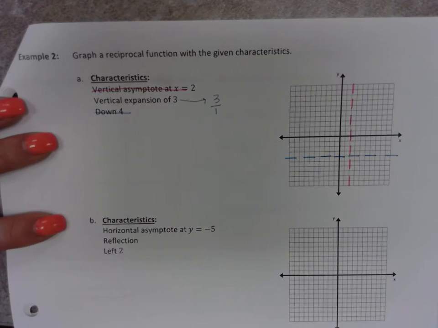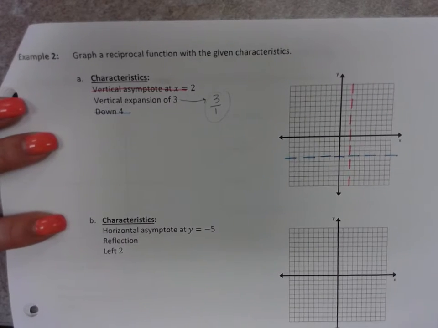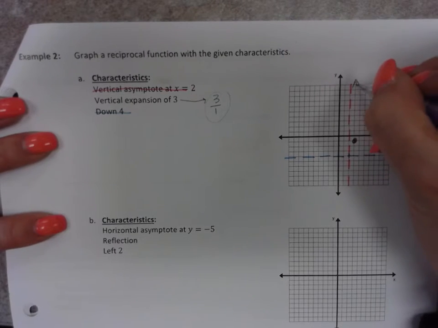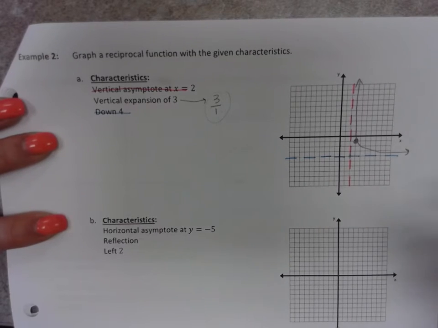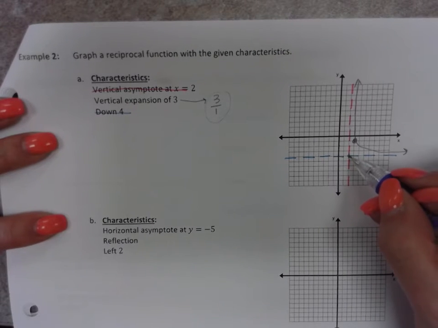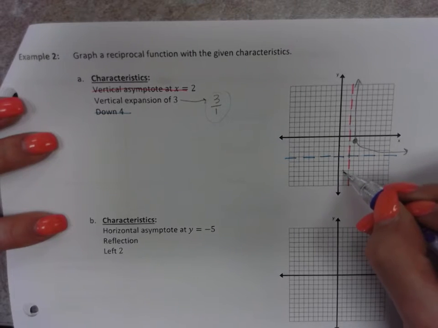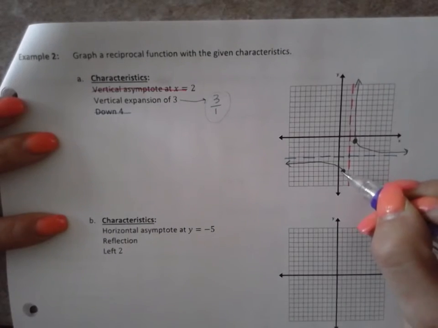Once I have both of those in, I can now go back and include my vertical expansion. So starting at this new intersection point, I'll go up 3, right 1 for my dot, and fill in my curve. We also have to go opposite, so I'll start at the starting point. I'm now going down 3 and left 1 for my dot, and then filling in the curve.